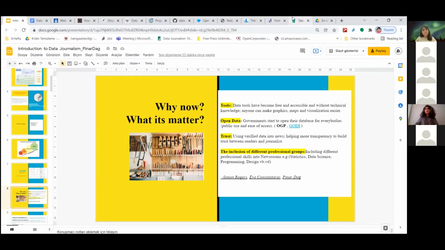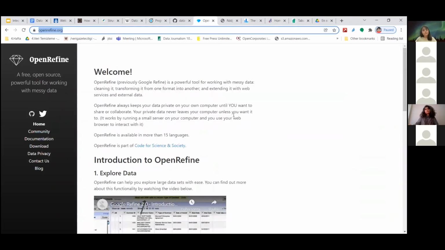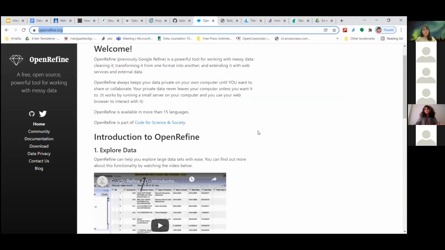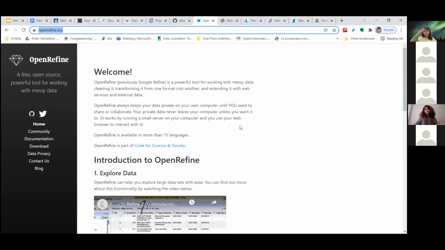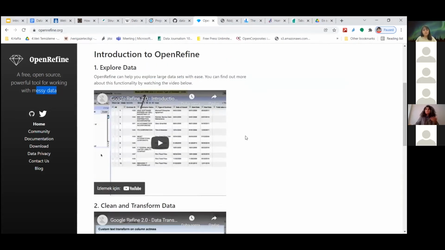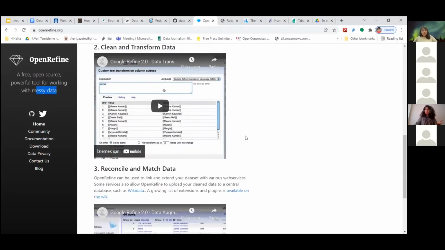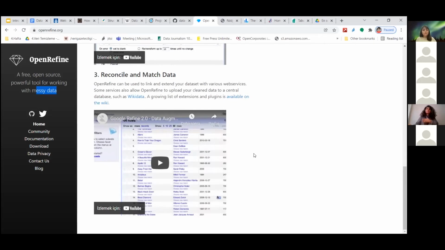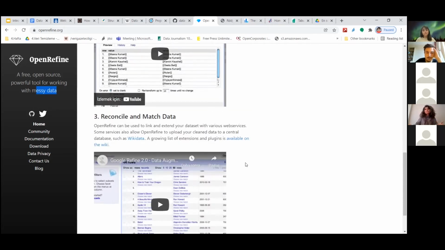But for instance, I have a few tools here, like OpenRefine. This one was actually created by data journalists, and it's already available in 15 languages, and it's all about working with massive data. Okay, you can do it with R, but the interesting thing about this tool is that it's just for data journalists, and you can explore your data, clean and transform your data, and match your data without doing any programming. All you need to do is upload your data and ask the tool to help you figure out what is wrong with this data, etc.